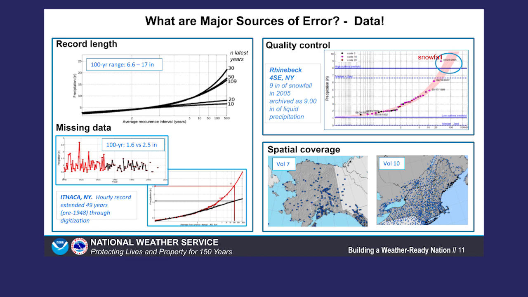Data digitized from paper forms in the pre-1948 period, shown in red, increased the at-station 100-year 1-hour estimate from 1.6 to 2.6 inches. The top right figure shows an example of a data error where 9 inches of snowfall was archived as 9 inches of liquid precipitation, which has been corrected in our AMS. Finally, the figure in the bottom right demonstrates differences in station density for daily durations between two volumes. Clearly, the more dense network of stations improves estimates for ungauged locations.